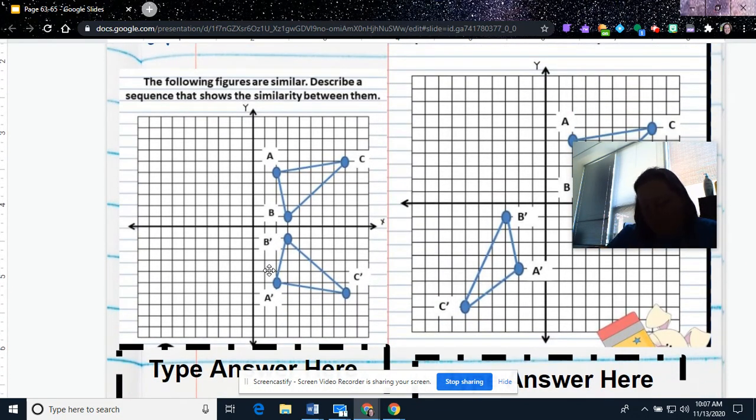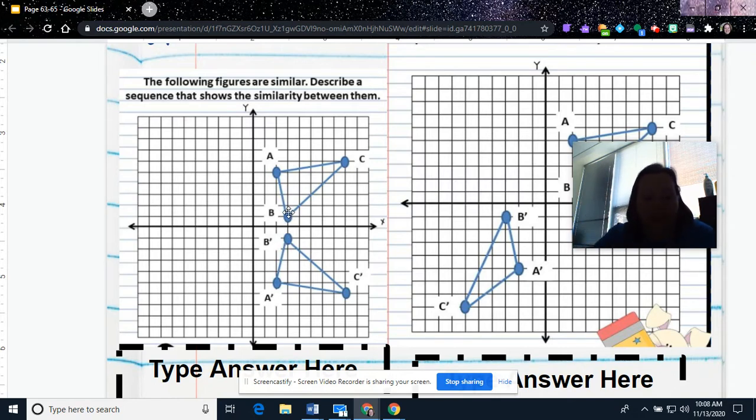So these are not only similar, they are actually congruent as well. And so you know that since they're the same size, it's not going to be a dilation. It either needs to be a reflection, a rotation, or a translation.